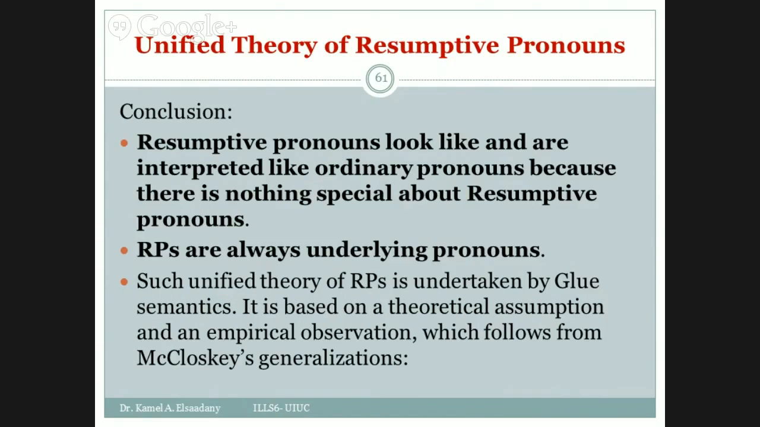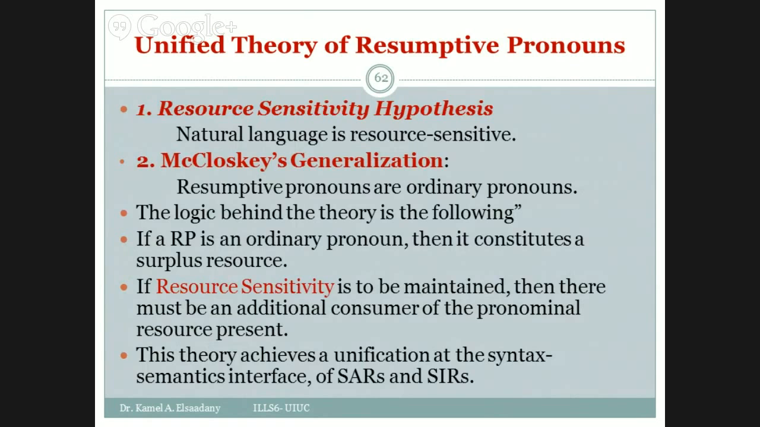So what's the conclusion? Resumptive pronouns look like and are interpreted like ordinary pronouns because there is nothing special about resumptive pronouns. RPs are always underlying pronouns, and such a unified theory of RPs is undertaken by glue. It is based on a theoretical assumption and an empirical observation which follows from the generalization made by McCloskey. And these are the two generalizations that we said before. Resource sensitivity hypothesis: natural language is resource sensitive. And the second generalization: resumptive pronouns are ordinary pronouns.